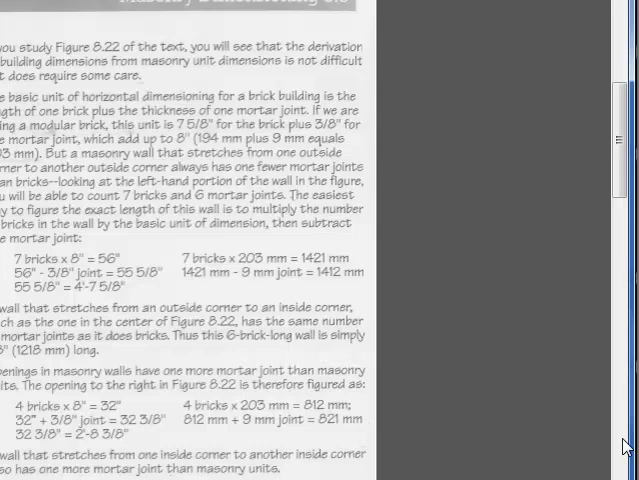If we are using a modular brick that is 7 5/8 for the brick plus 3/8 for the mortar joint, which adds up to 8 inches. So that's the horizontal dimension. But a masonry wall that stretches from one outside corner to another outside corner always has one fewer mortar joints than the bricks. So you just got to remember that, or refer back to that chart. What page was that chart on? 318.